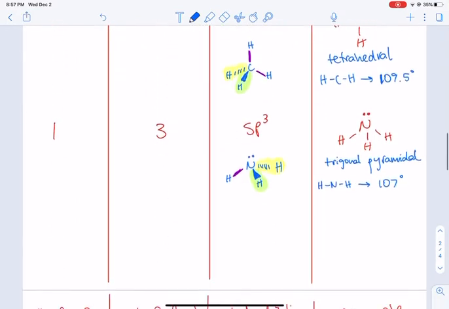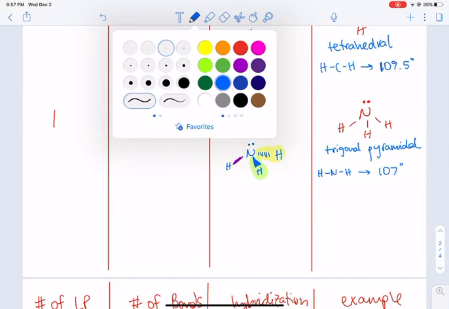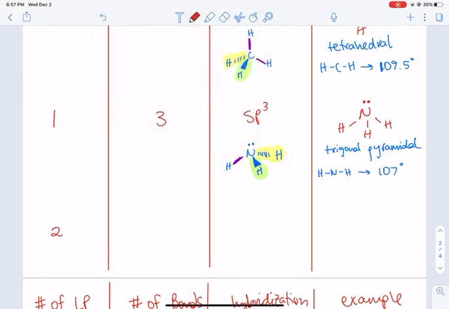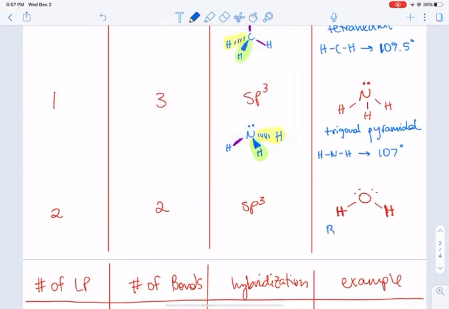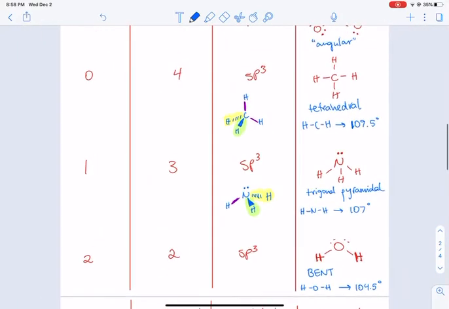The next one is two lone pairs, two bonding regions, still sp3 hybridized. The example here is water. Both of these hydrogens are in the plane of the screen, so it's all laying flat on your computer screen. This is what we would call bent molecular geometry, and the hydrogen-oxygen-hydrogen bond angle is 104.5 degrees.